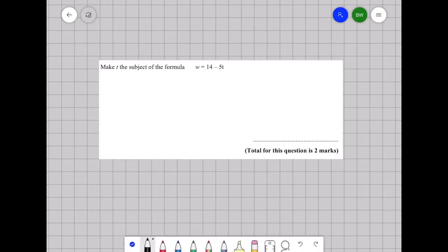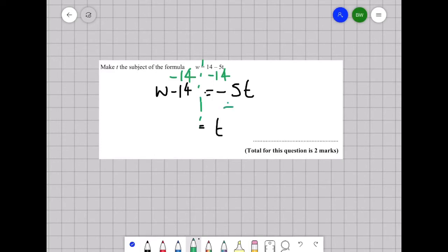Okay, I've got to leave t, and there's two ways we could have done this one. So the first one, I could have minus the 14 from the right-hand side, which means I'd do the same from the left-hand side. So I'm left with w minus 14 here is equal to minus 5t, because this negative still stays there, so negative 5t. I've now got to get from negative 5t to t on its own. So to get from negative 5t to t, I divide by negative 5. So I'm going to have to do the same to this side, which leaves me with w minus 14 all over negative 5. And that's one answer I could keep.